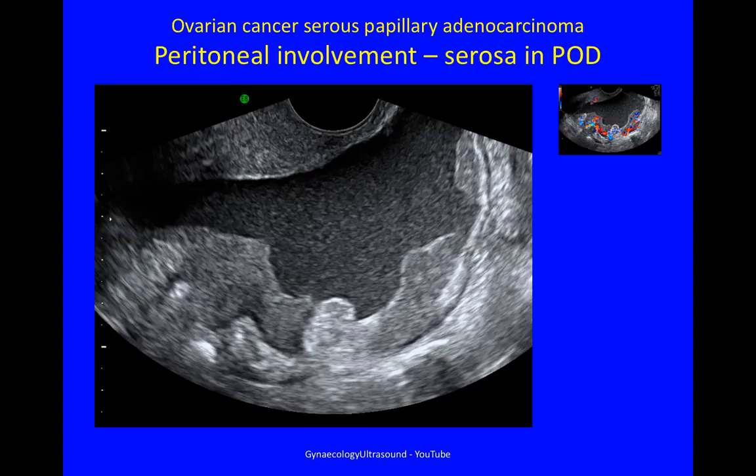Here you can see an irregular plaque of tumour in the pouch of Douglas, and when you turn on the colour you can see it's strongly vascular. So this is peritoneal involvement of the serosa in the pouch of Douglas. The fluid here you can see is quite cloudy, and that's ascites.